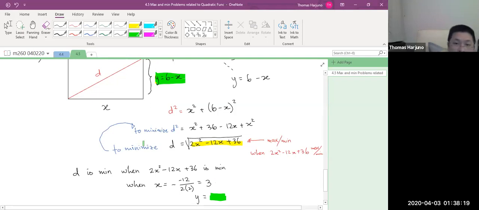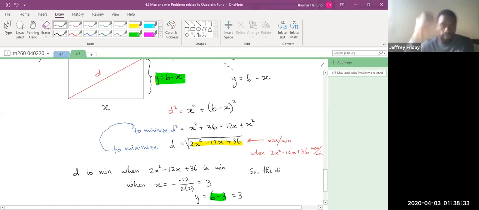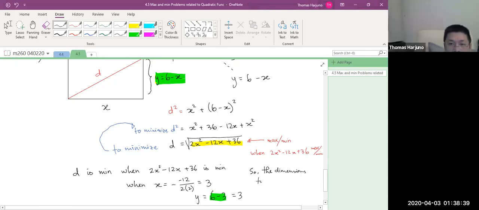Now what is the y here? It will be 6 minus x, 6 minus 3, which is 3. So the dimension to get the shortest diagonal is: the width is 3, the length is also 3.